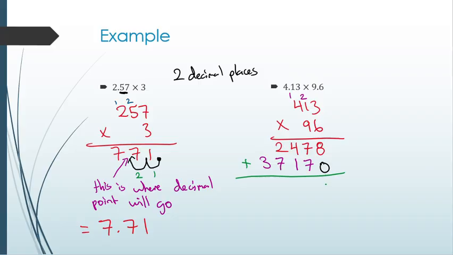So I will now end up with 8 plus 0 is 8. 7 plus 7 is 14. Carry the 1. 1 plus 4 is 5. Plus the extra 1 is 6. 2 plus 7 is 9. And in this case here, you'll see an empty gap. So you just got to pretend it's a 0. So 0 plus 3 equals 3.